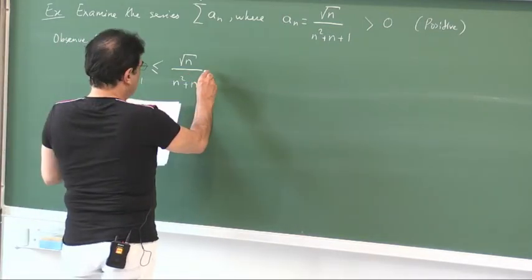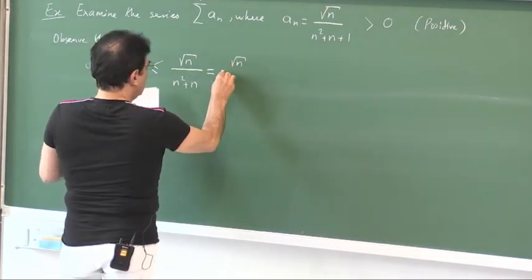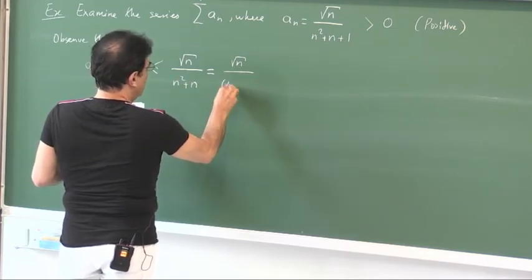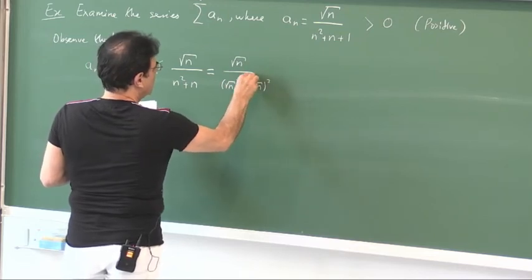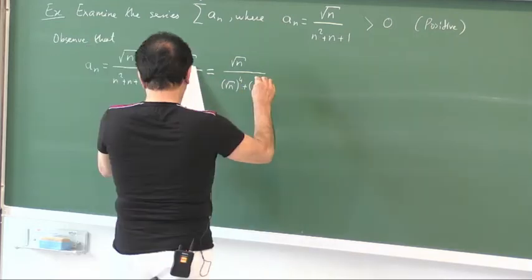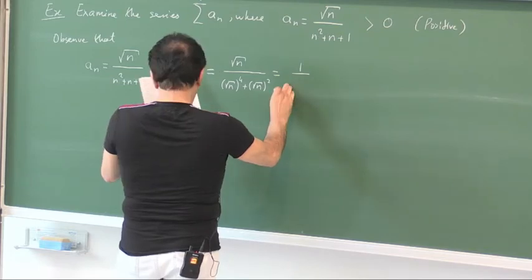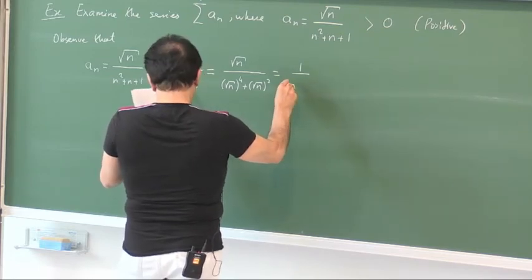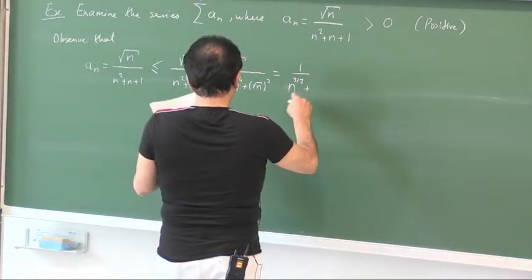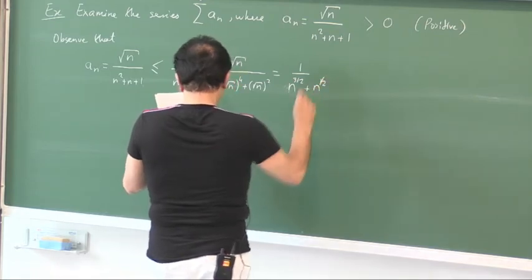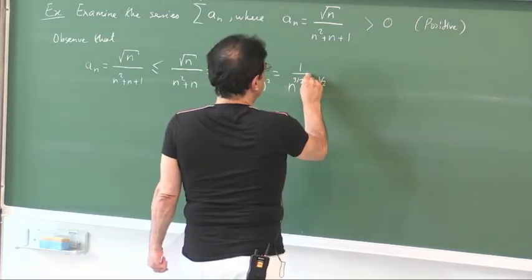And this last statement can be taken as radical n over radical n to the power 4 plus radical n squared. So when we simplify it, we get 1 over radical n times n to the power 3/2 plus n to the power 1/2. Even you can look.